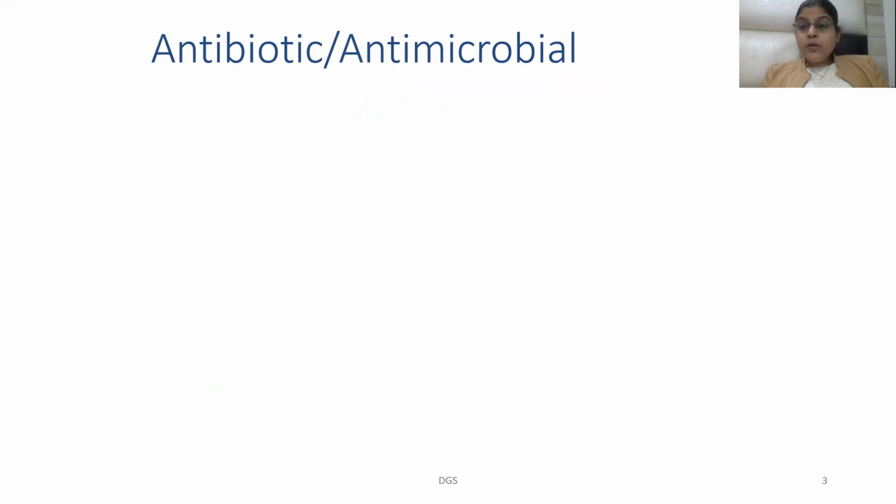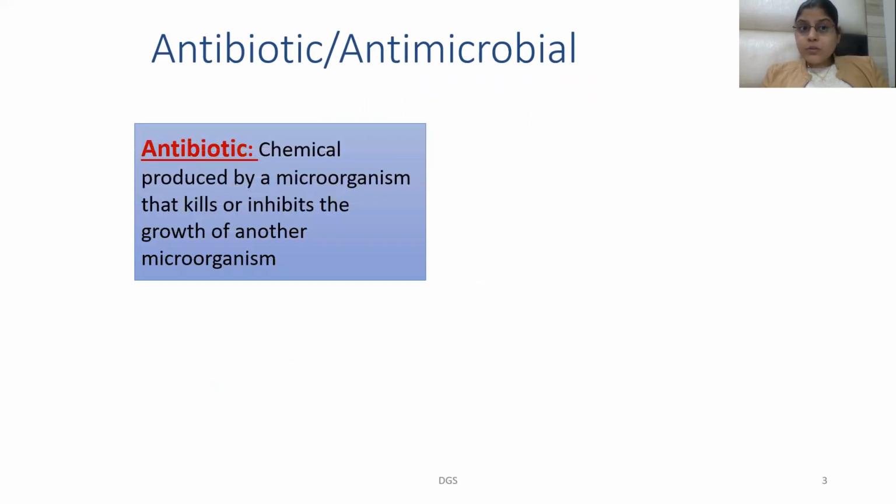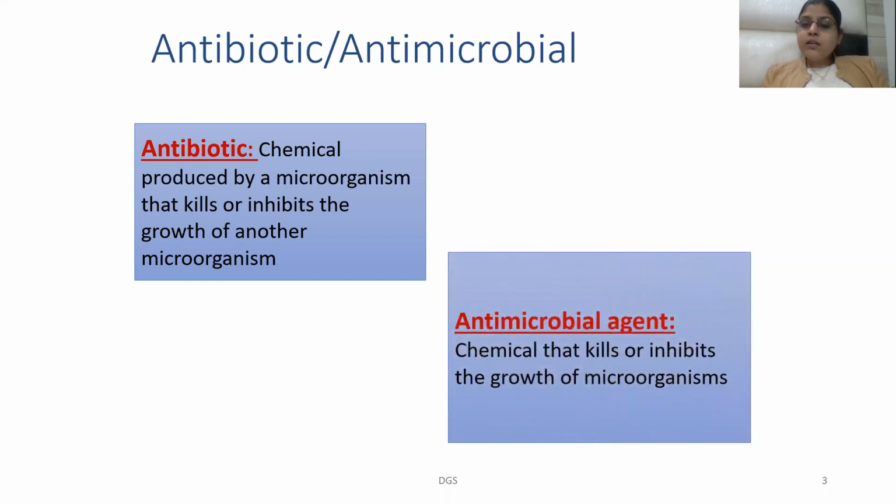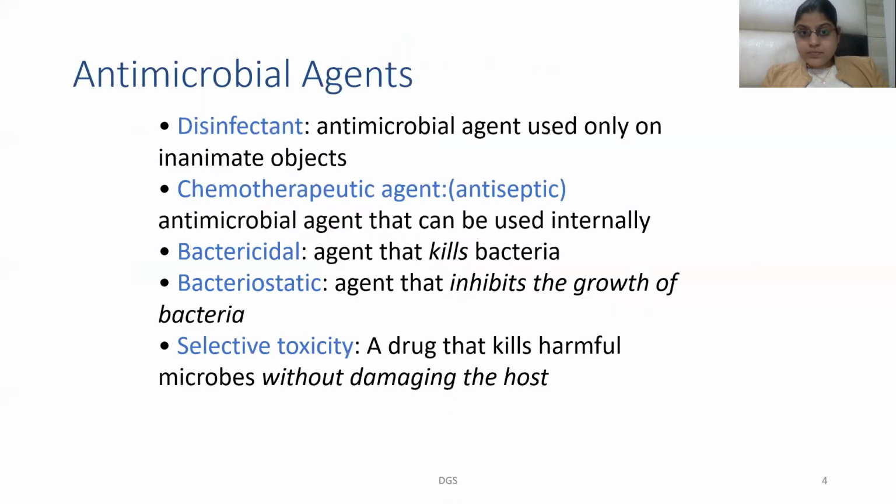Antibiotic and antimicrobial. Now, what is the difference between antibiotic and antimicrobial? An antibiotic is a substance obtained from microorganisms which kills or inhibits the growth of other microorganisms. An antimicrobial is an agent which inhibits or kills the growth of microorganisms, but it is not obtained from microorganisms. It can be obtained from plants, animals, and fungi.